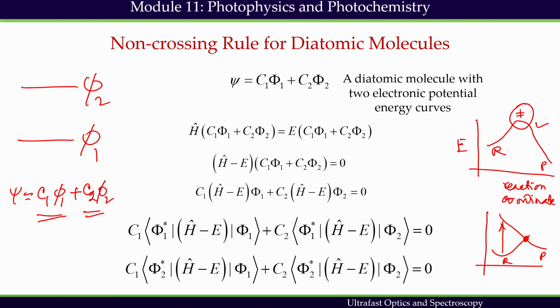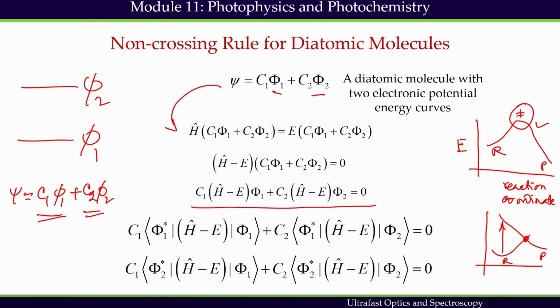To understand the non-crossing rule, we'll consider a diatomic molecule with two electronic potential energy curves. Mathematically, two electronic states are represented by phi 1 and phi 2. As I mentioned, we have to take the Born expansion, so the total wave function has to be represented this way. We can insert this in the time independent Schrodinger equation, H psi equals E psi, and rearrange this equation a little bit, and we get this expression.